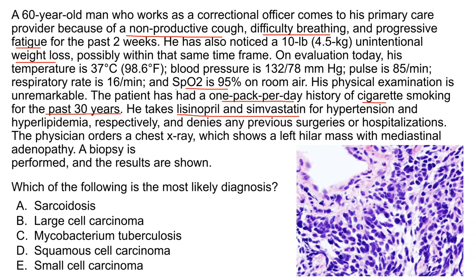The physician orders a chest X-ray, and it shows a left pyloric mass with mediastinal adenopathy. A biopsy is performed, and the results are shown below. And the question here, which of the following is the most likely diagnosis? We have A, sarcoidosis. B, large cell carcinoma. C, mycobacterium tuberculosis. D, squamous cell carcinoma. And E, small cell carcinoma.